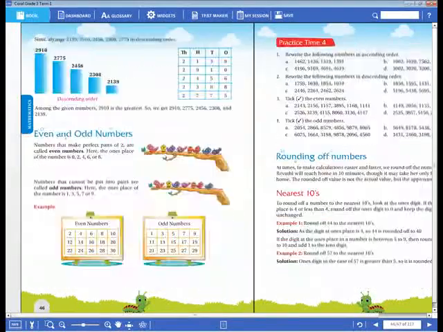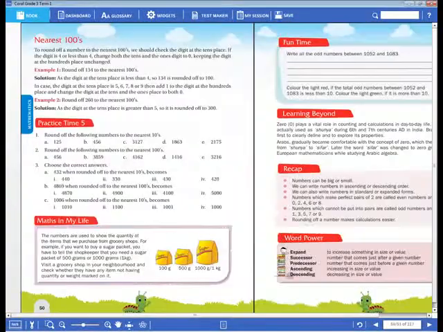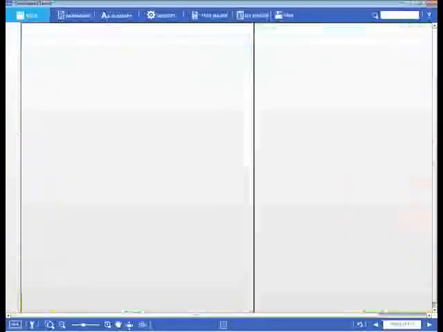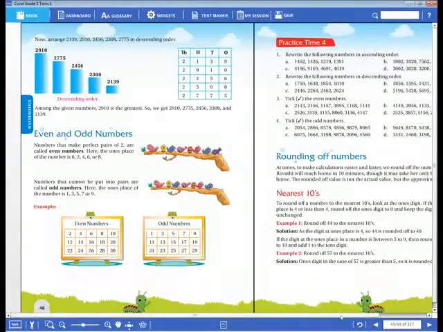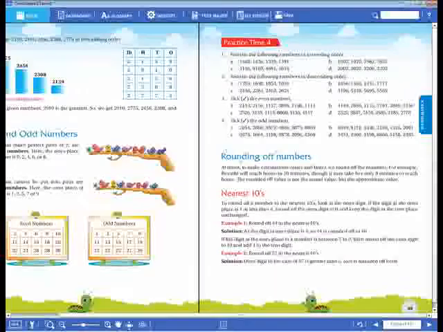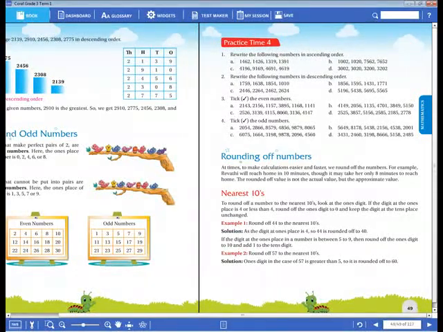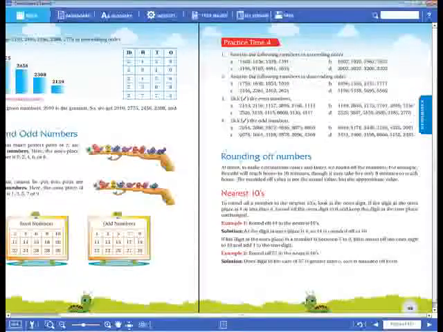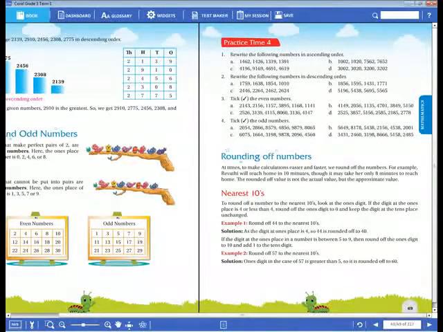Now, yesterday we completed a topic. Which topic did we complete? Even numbers and odd numbers. Yes or no, dear children? So, next our topic is rounding of numbers. What is that? Rounding of numbers. Okay, dear children, note down in your notebook: rounding of numbers.